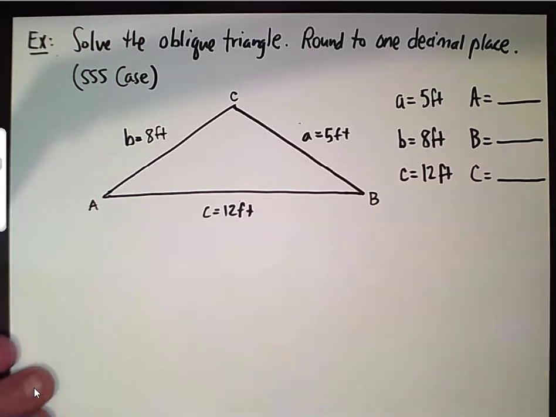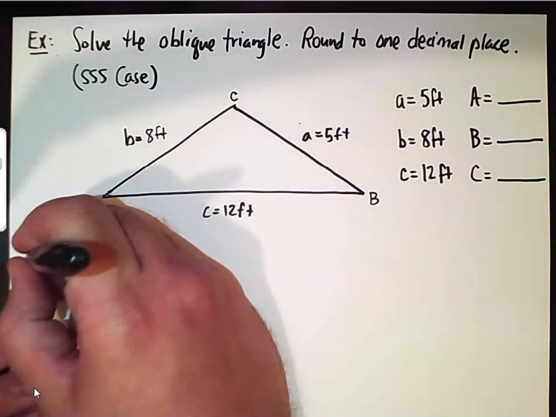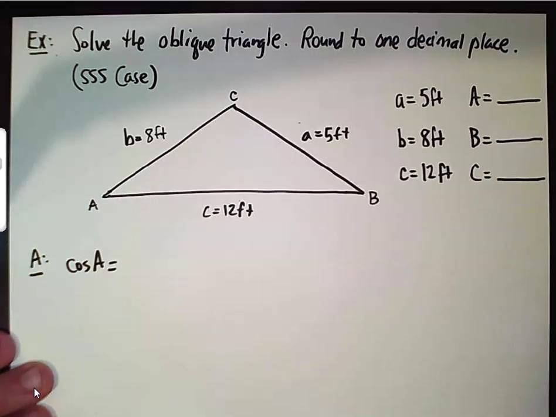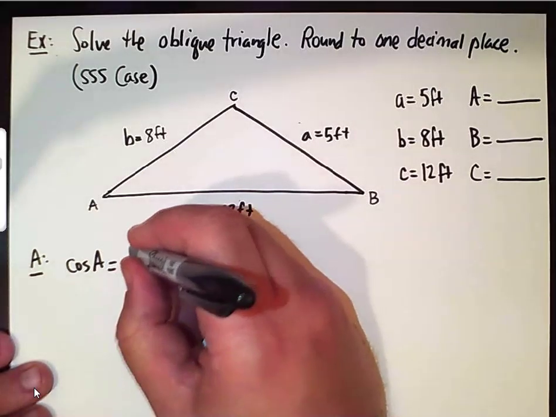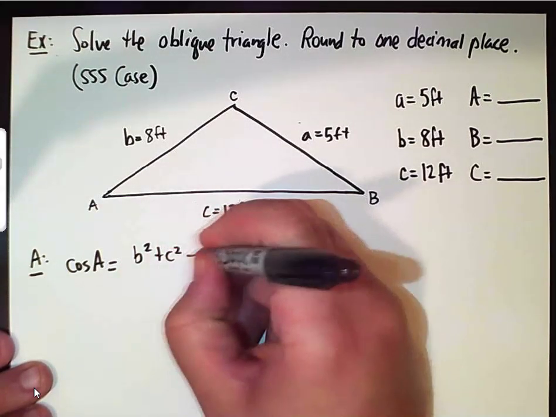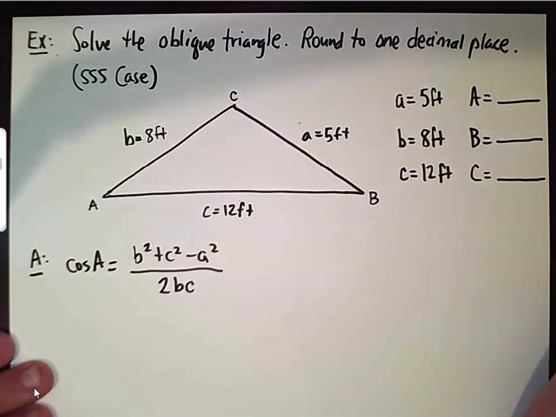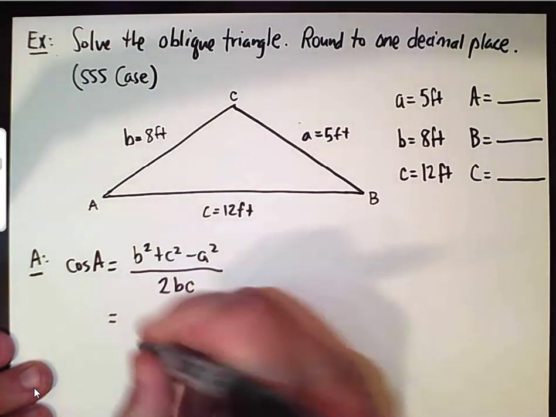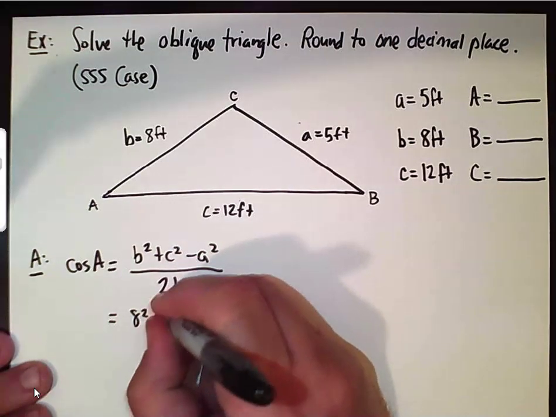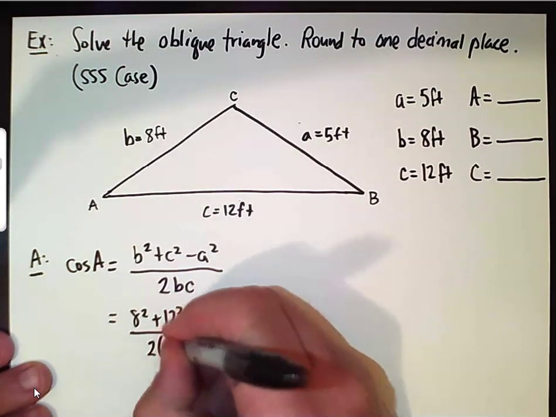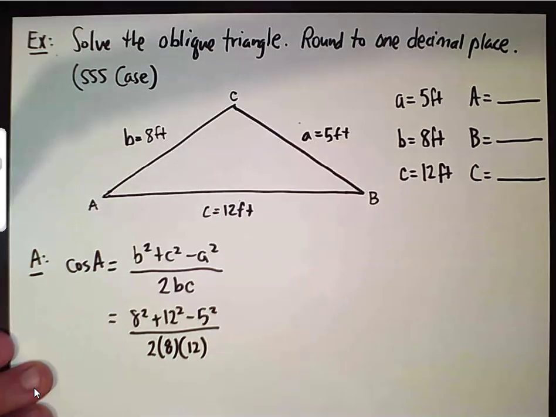But when we have all three sides, like in this case, to find angle A, I'm going to use the law of cosines. It says the cosine of A is equal to B squared plus C squared minus A squared over 2BC. So that's going to be 8 squared plus 12 squared minus 5 squared over 2 times 8 times 12.